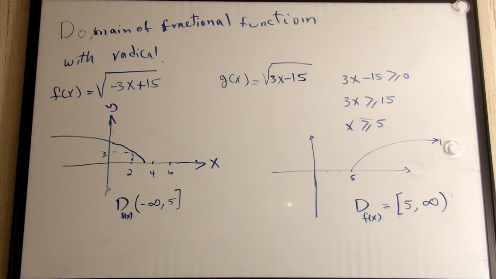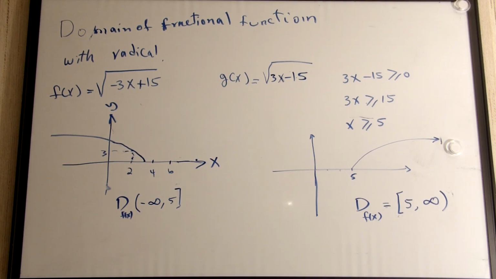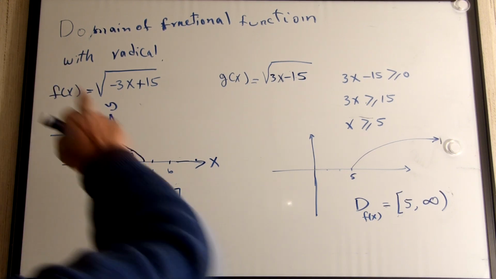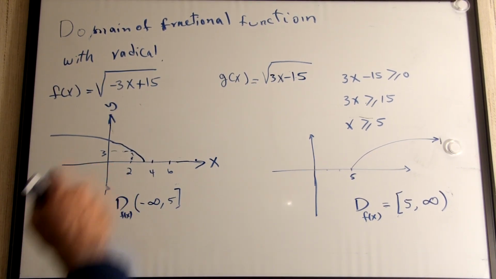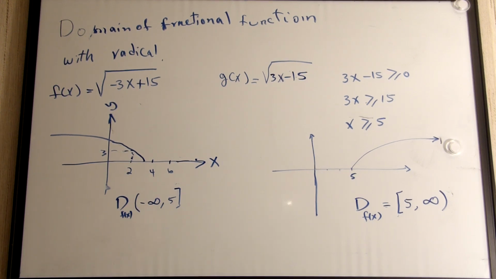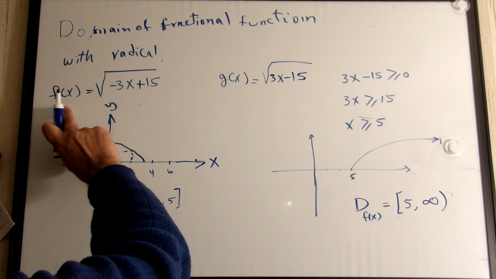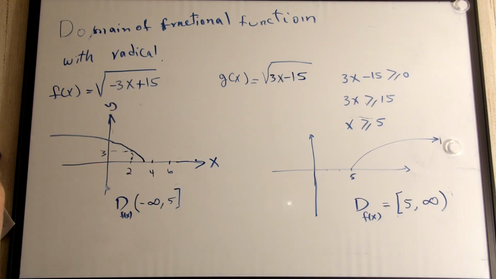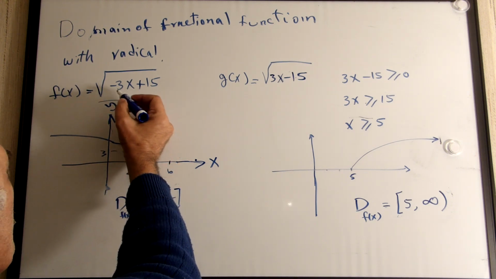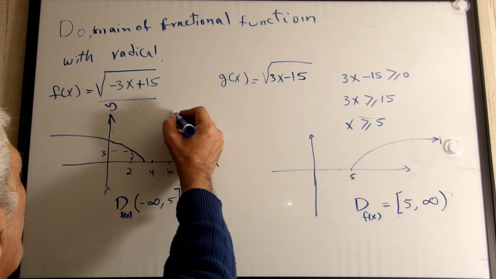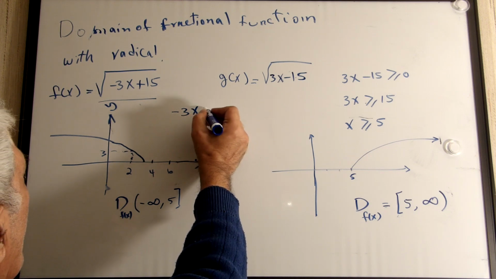Now we are going to talk about the domain of a function that has a radical in it. I give you two examples here. When you have a radical function like this one, you have to set what is under the radical to 0. I will tell you why.